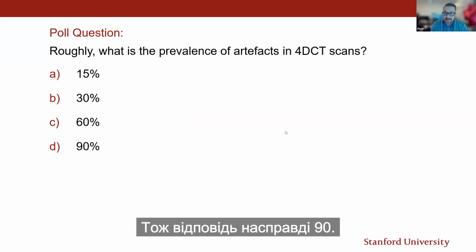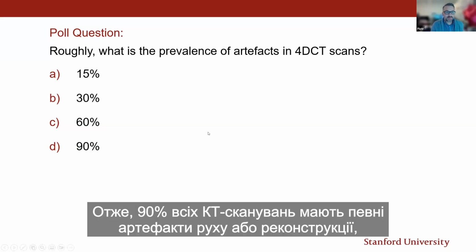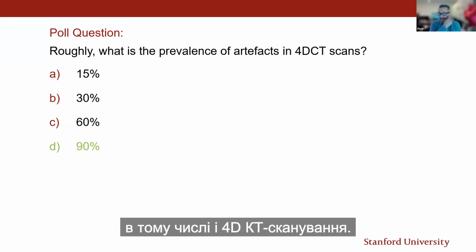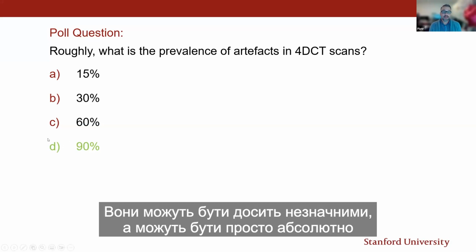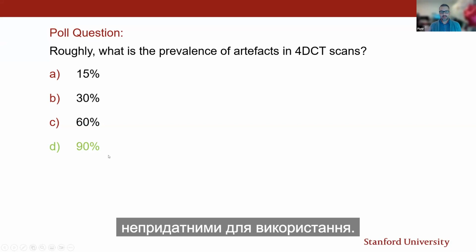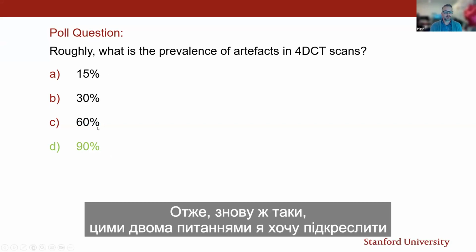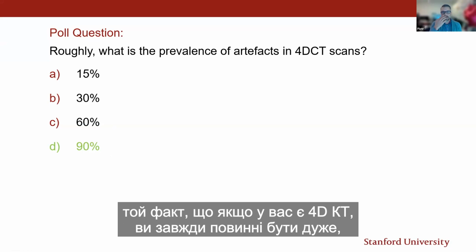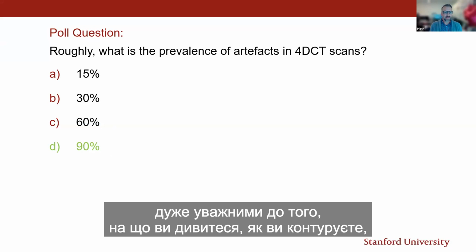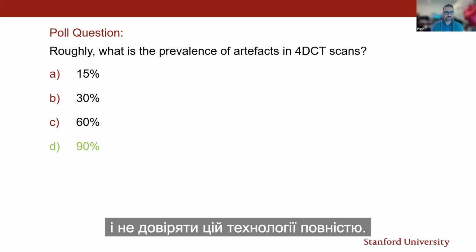So the answer is actually 90. So 90% of all 4D CT scans have some sort of motion artifact or reconstruction artifact. So it's pretty common to see these. They can be pretty minor, or they can be absolutely not usable. So again, with these two questions, I want to highlight the fact that if you have a 4D CT, you always have to be very, very attentive to what you're looking at, how you're contouring it, and not to trust the technology completely.